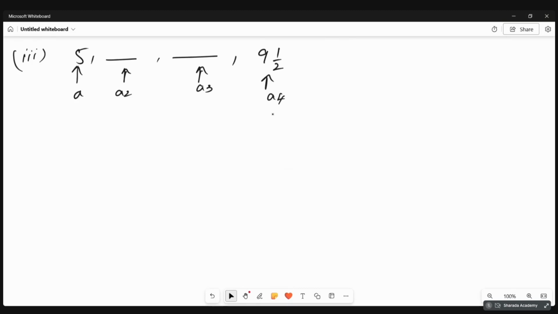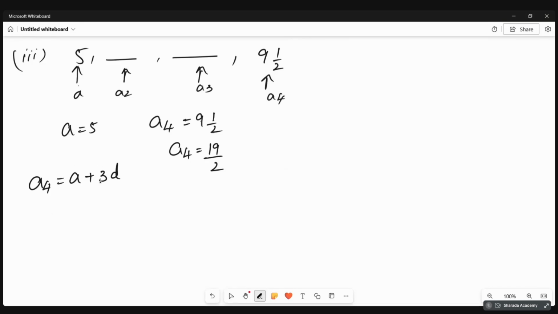This one, na? So you have A here. A is equal to 5. Okay. 1, 2, 3, 4. Fourth term he has given 9.5. So A4 is equal to 9.5. A4 I can write as 19 by 2. Okay. So what is A4? A4 is equal to A plus 3D. So A plus 3D, this is A4, that is equal to 19 by 2.